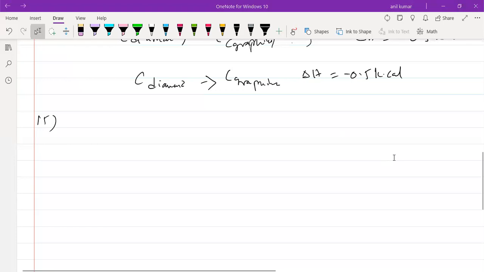Next, H2 plus I2. This is also the same kind of question. H2 plus I2 solid. Just a minute, students. We'll do it on the whiteboard.